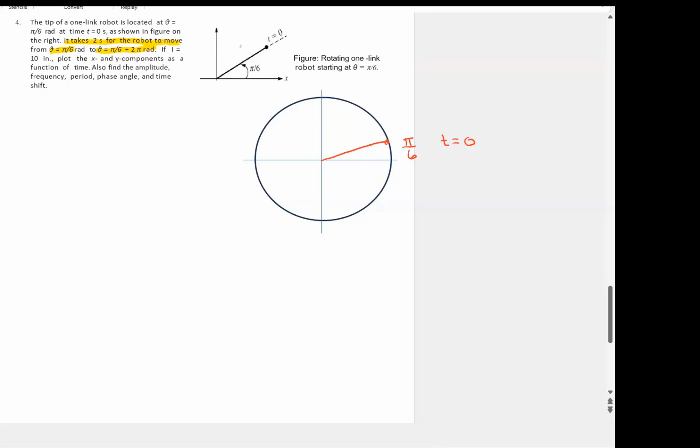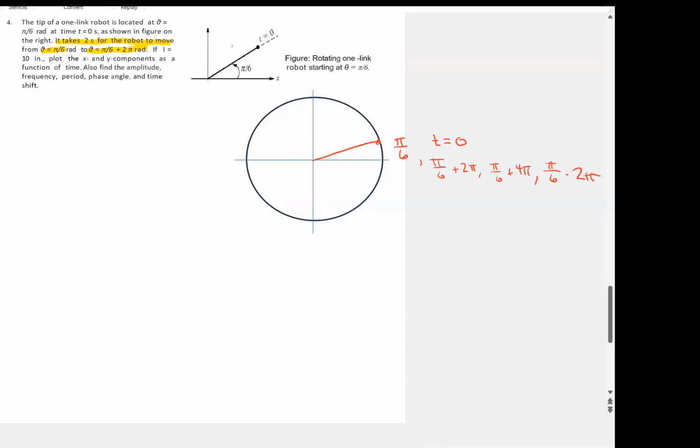Well, if that's pi over 6, if I add 2 pi to that, it's going to be in the same exact position, isn't it? Those are coterminal angles. This is the same as pi over 6 plus 2 pi, pi over 6 plus 4 pi, and so on. Any even number in front of the pi. You could also say pi over 6 minus 2 pi, and the same thing is true in the negative direction. These are coterminal angles.